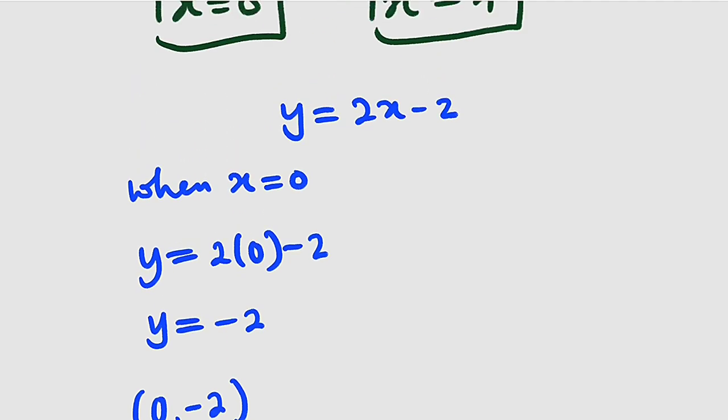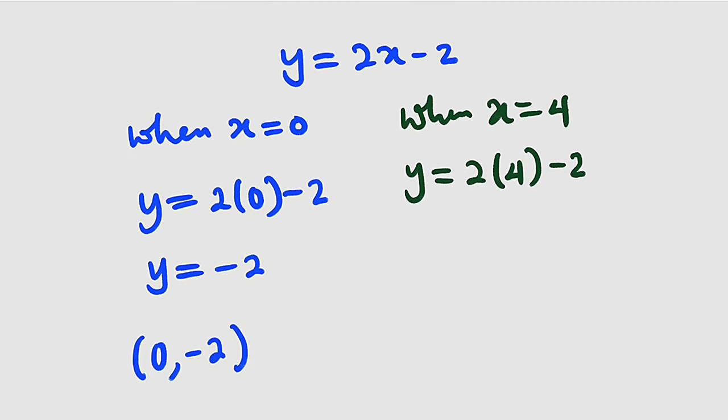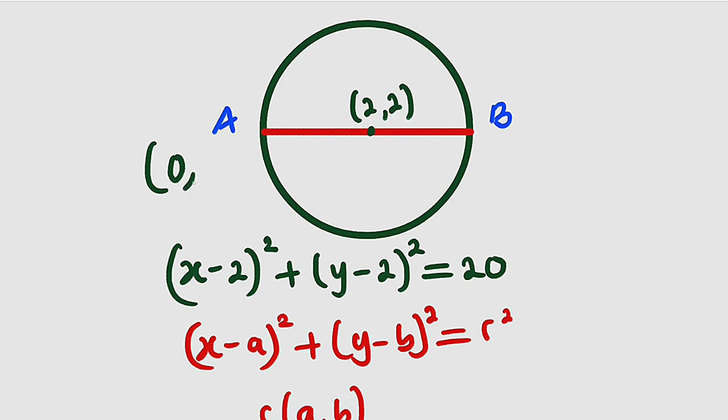Then we move to the other point where x is equal to 4. When x equals 4, we have y equal to 2 multiplied by 4 minus 2. 2 multiplied by 4 is 8, and 8 minus 2 is 6, so y is equal to 6. We have another coordinate of (4, 6). So this point right here is (0, negative 2), and here we have (4, 6). So the question is, if we take the midpoint of A and B, are we going to get (2, 2)? And that's just the question.